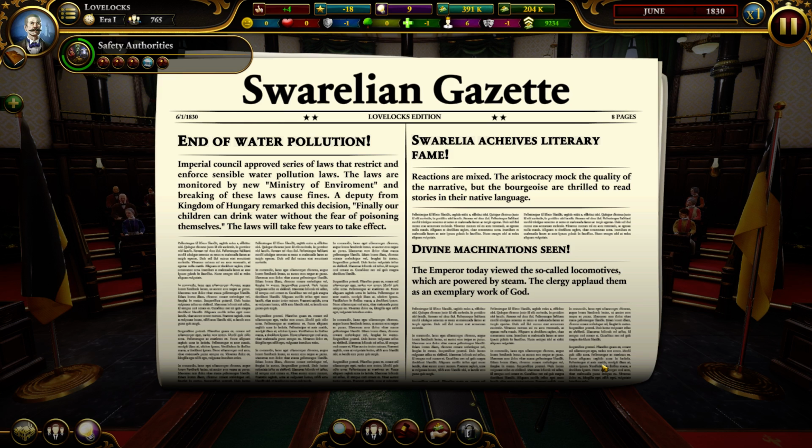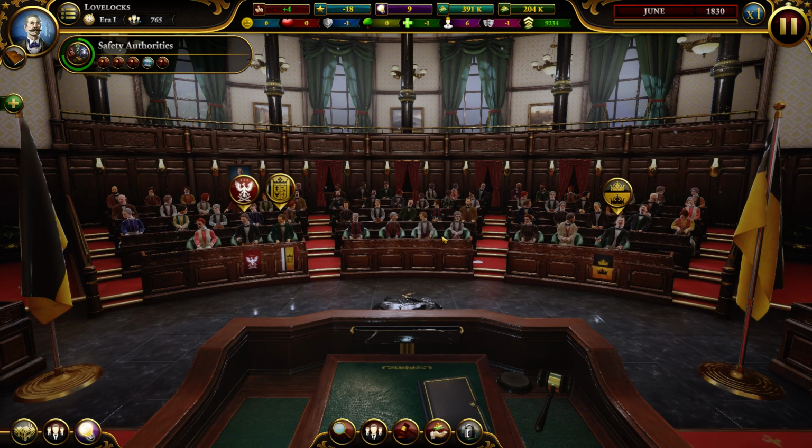Sorelia achieves literary fame. Reactions are mixed. The aristocracy mock the quality of the narrative, but the bourgeoisie are thrilled to read stories in their native language. Divine machinations seen. The emperor today viewed the so-called locomotives, which are powered by steam. The clergy applaud them as an exemplary work of God. Of course.